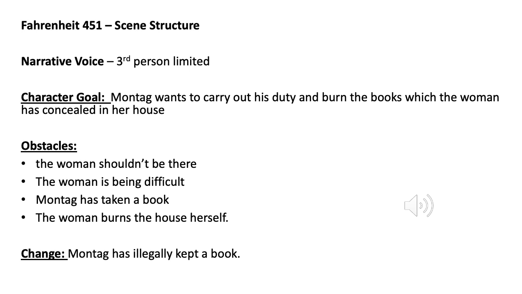Firstly, the woman shouldn't be there. The police are supposed to get there in advance and take the victims away, if you like, before the books are burnt. But the woman was there. Problem number one. Secondly, she's being difficult. She's being argumentative and stroppy, and that's caused another problem for them. Number three, by accident, but then he decides to keep it, Montag has taken a book. Well, it lands on him, but he decides to keep it, and that's against the law. So he's committed a crime there. And then finally, the woman burns the house herself, which could have burnt all the firemen with it.